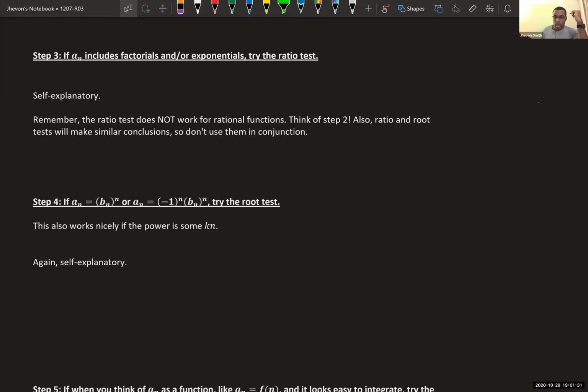Also, you need to remember that the ratio and the root test will make similar conclusions. Meaning, if you try the ratio test and it's inconclusive, do not try the root test. The root test is also going to be inconclusive. The ratio and root test will make very similar conclusions. So if one doesn't work, the other one is not going to work. So once you use one of these guys and you get to a conclusion, you don't need to check anything else. And if one of them is inconclusive, the other one is going to be as well. So you very rarely need to use both of those tests. So if you use one of these and it's inconclusive, use another test from the table.